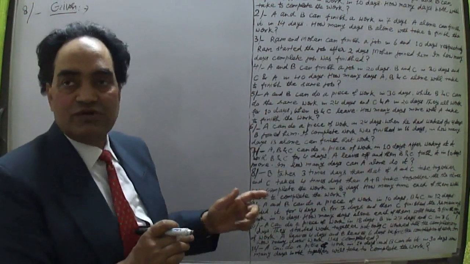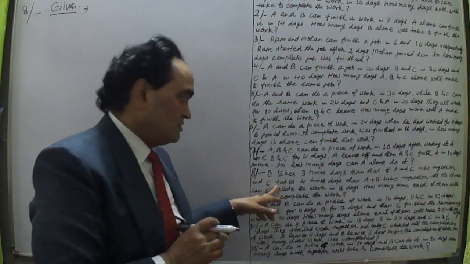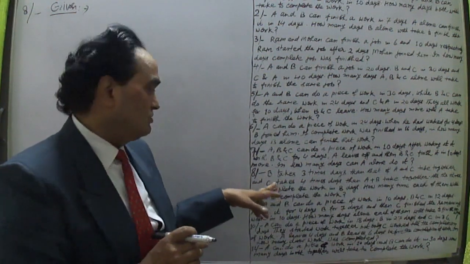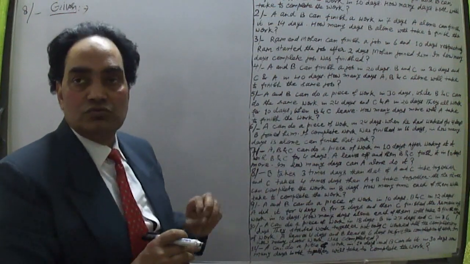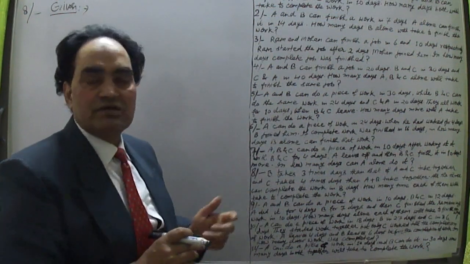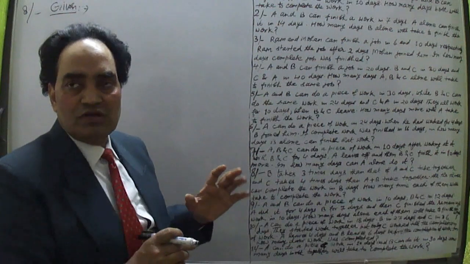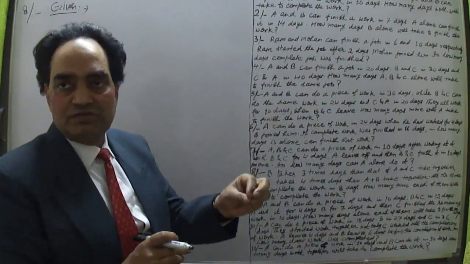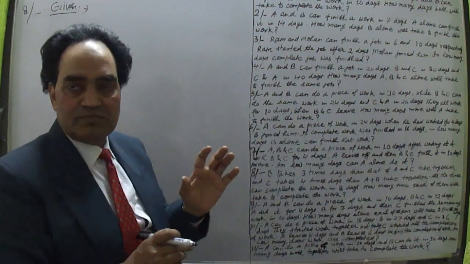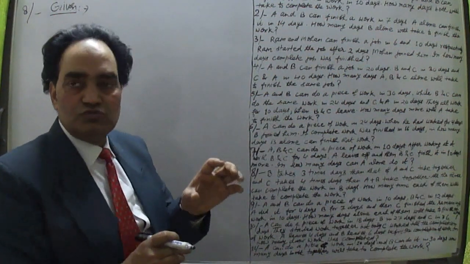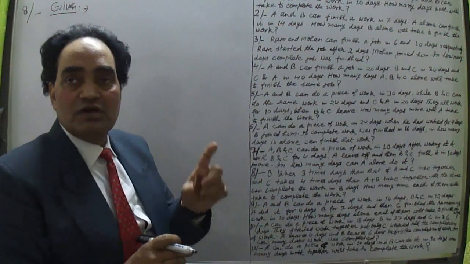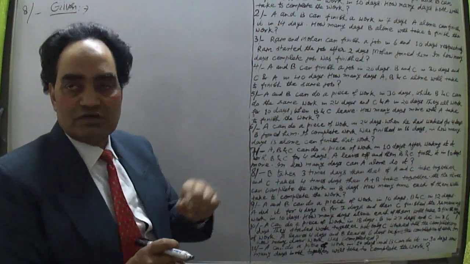We have to find out the number of days C alone can do and B alone can do. Then A can be calculated by subtracting from A plus B plus C's work. B's work we will calculate, C's work we will calculate separately. Then the sum of B and C's will be subtracted from A plus B plus C's work. So A's work can be calculated.